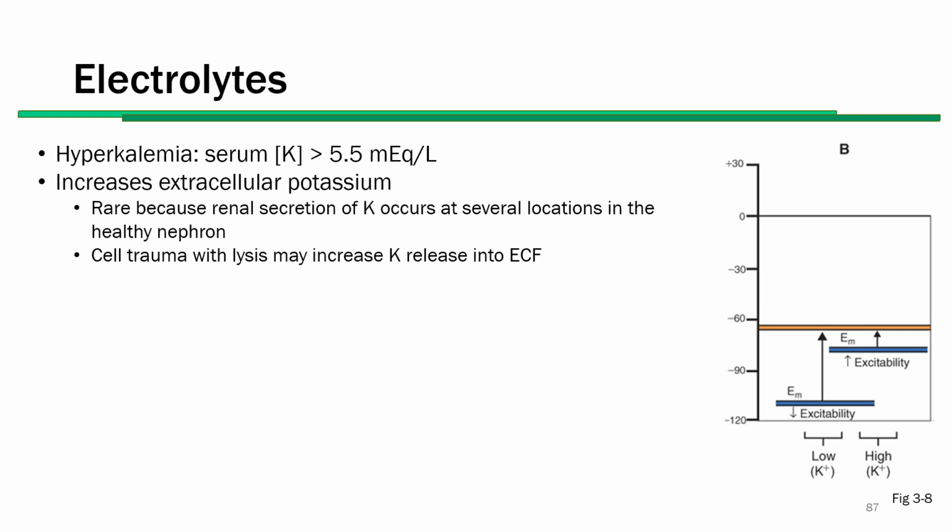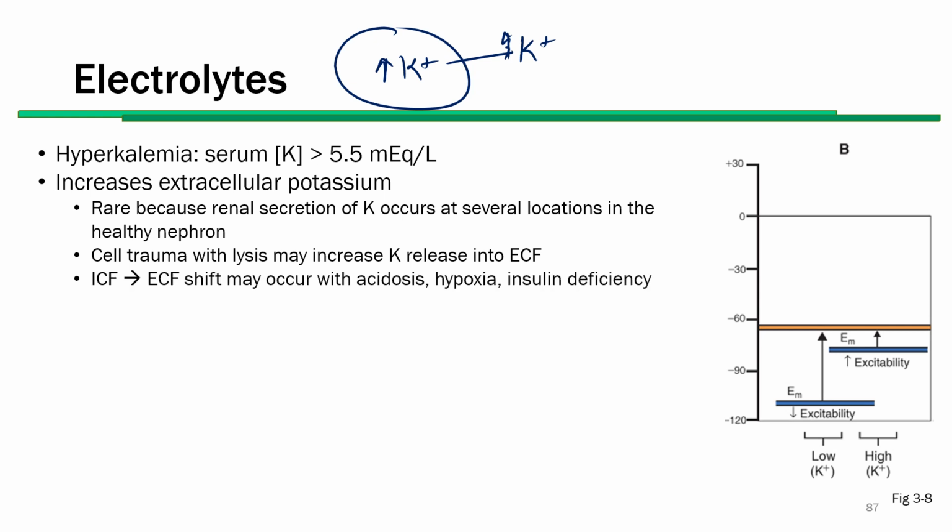Cell trauma, though, can increase potassium because remember that potassium is high intracellularly. So if there's damage to the cell, that potassium can leak out. If the cell membrane gets damaged or if the cell gets crushed or anything like that, that can leak out. We also may get that intracellular to extracellular shift with acidosis or hypoxia or insulin deficiency, all those things we've looked at before.